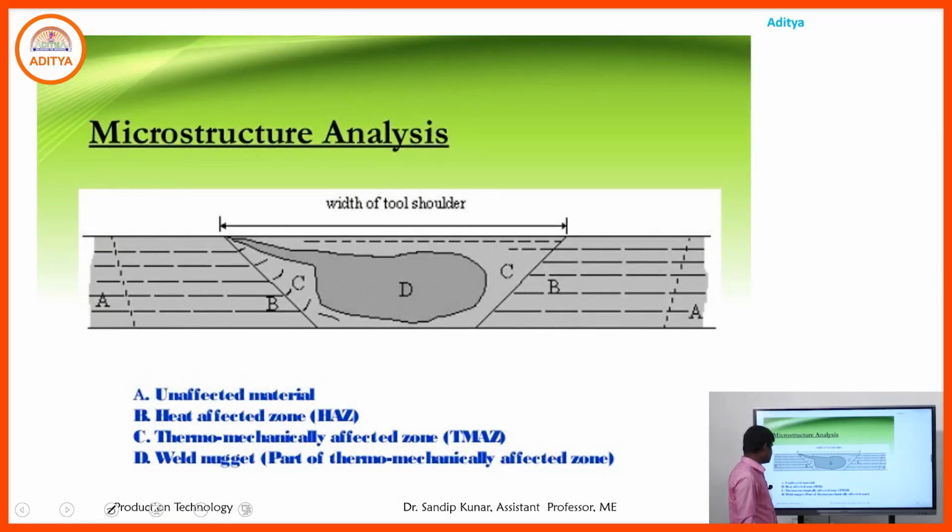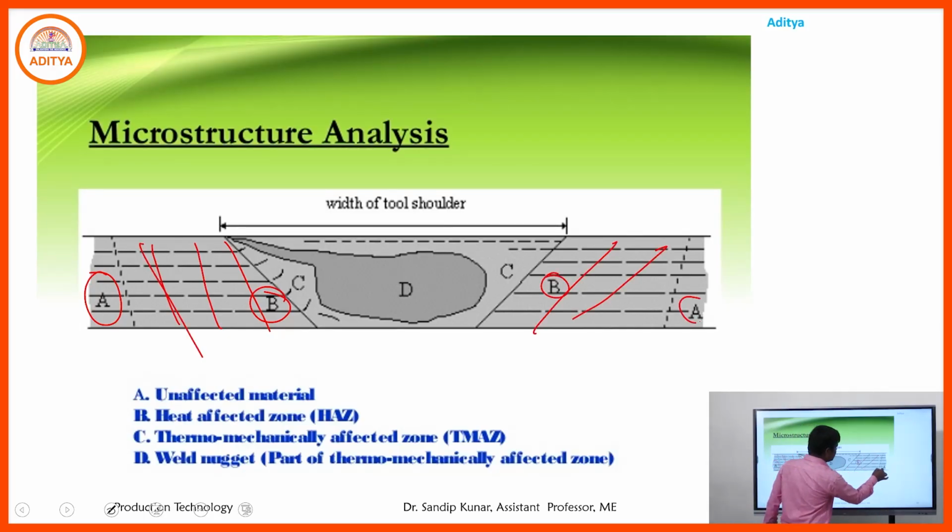In that figure, we are seeing A, that is the unaffected material. Another, B, is the heat affected zone. Zone B, heat affected zone, and A, unaffected zone.